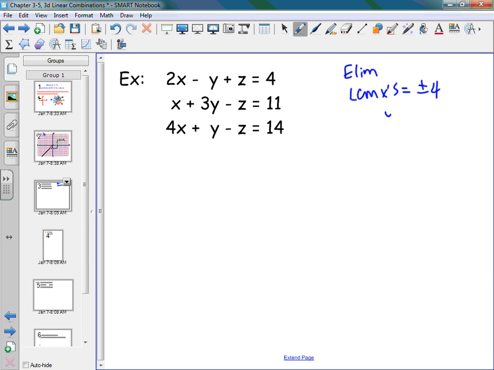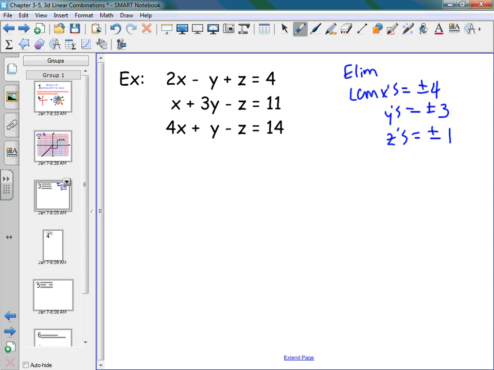If you look at your y's, what's that one going to be? -1, 3, 1. It's going to be plus or minus 3. Excellent. And when you look at your z's, I have 1, -1, and 1. Plus or minus 1. Okay. Now, what did you just say, Kathy?